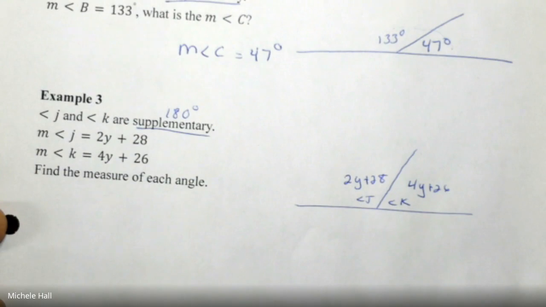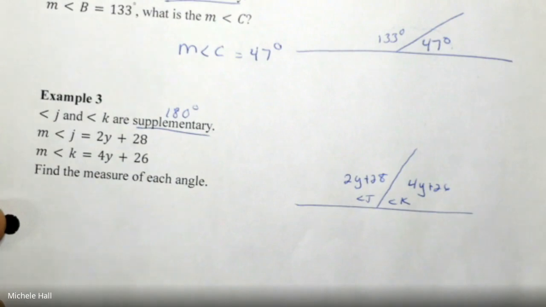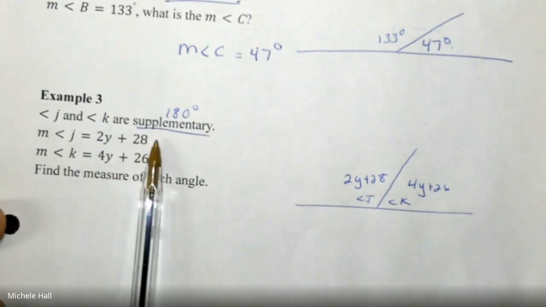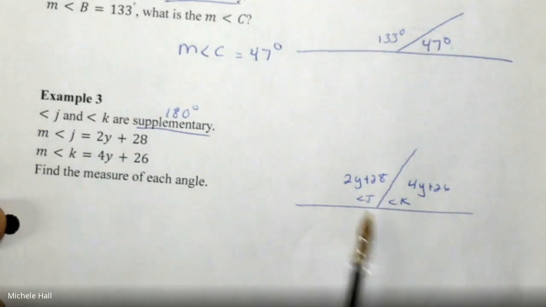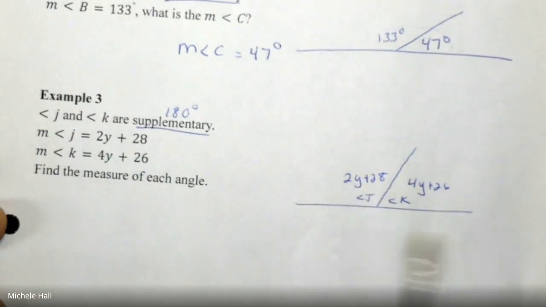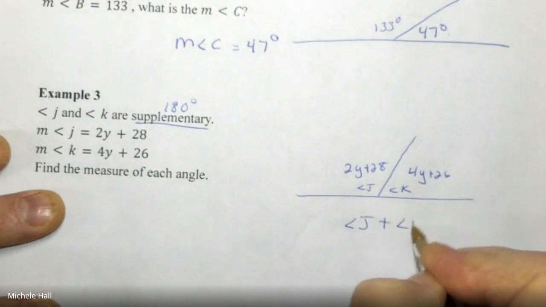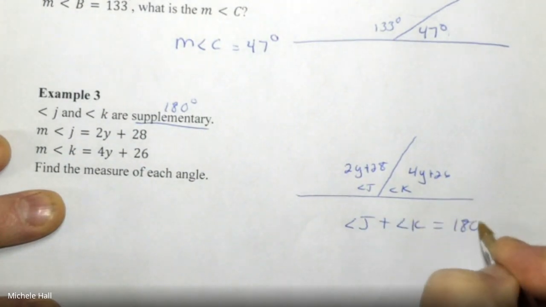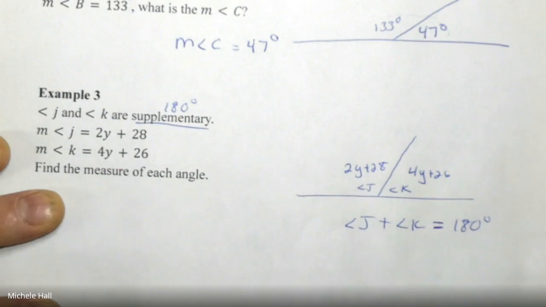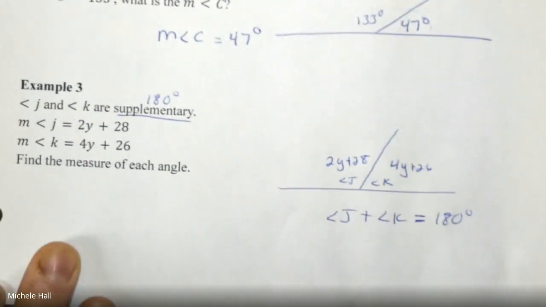We don't have equal angles here. We have something else about our angles. What do we know about them? What do we know about J, K, and being a supplement? There you go. My two angles are supplements. That means when I add up my two angles, they equal a supplement. So that means angle J plus angle K equals a supplement. There's my equation. That's how I get started. Now you can start to write your equation.